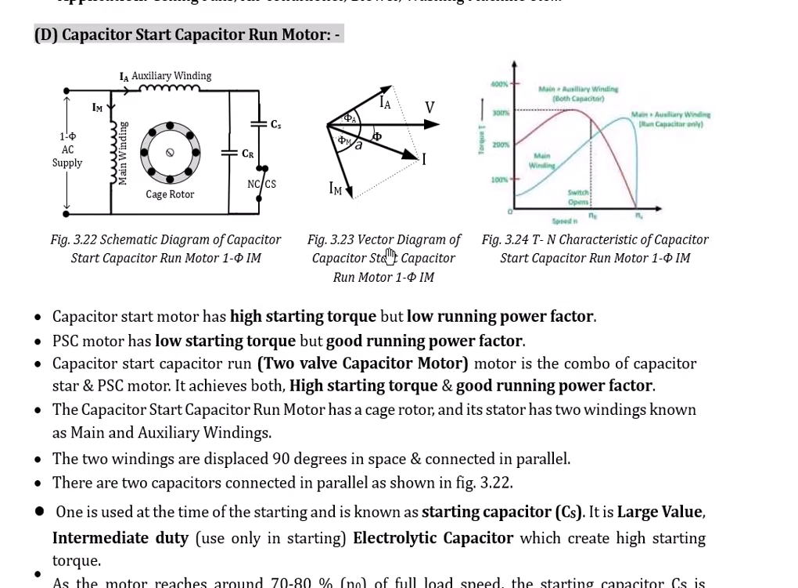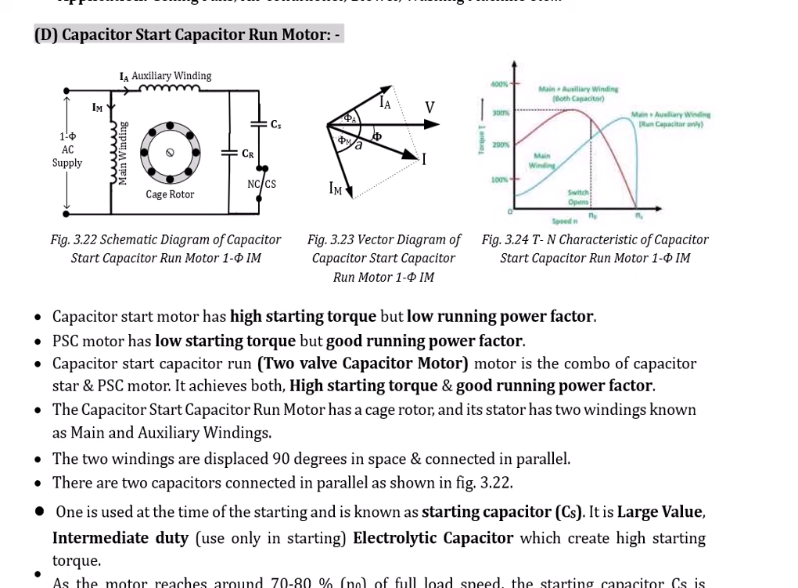The capacitor start motor has a high starting torque but low running power factor. This is the advantage of capacitor start. The permanent split capacitor motor has a low starting torque but good power factor. So we combine both advantages and develop the capacitor start capacitor run motor, in which we have two capacitors which give the high starting torque as well as good running power factor. So we get both advantages from the previous two types of motor.